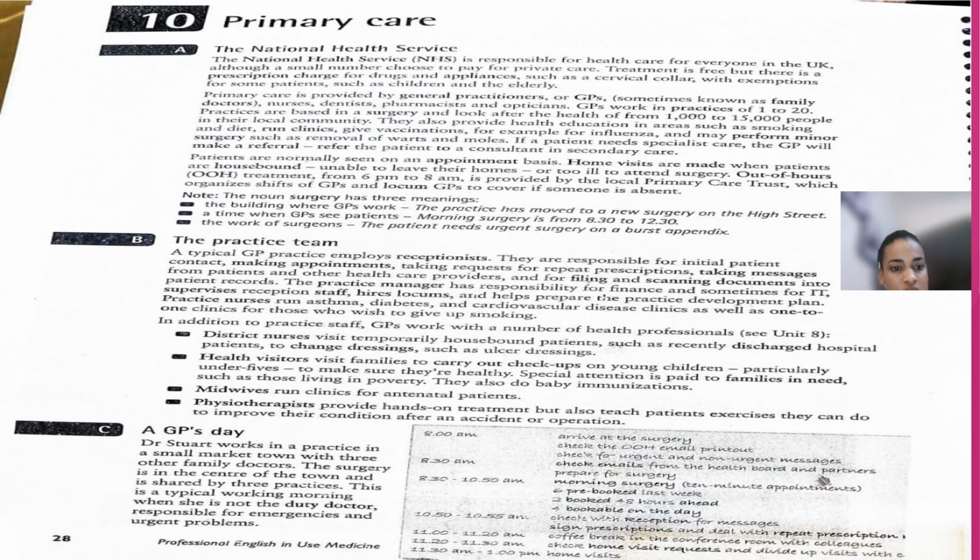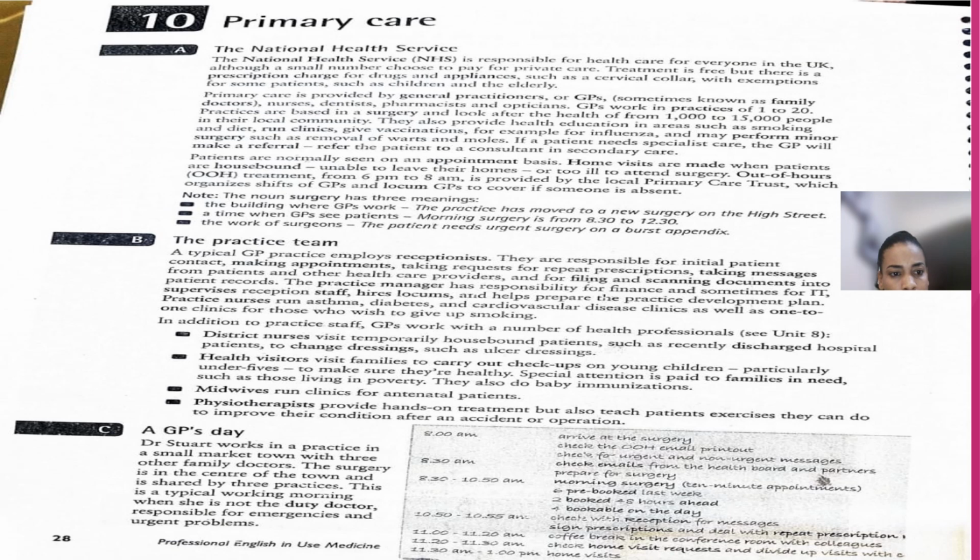The practice team. A typical GP practice employs receptionists. They are responsible for initial patient contact, making appointments, taking requests for repeat prescriptions, taking messages from patients and other healthcare providers, and for filing and scanning documents into patient records. The practice manager has responsibility for finance and sometimes IT, supervises reception staff, hires locums, and helps prepare the practice development plan.